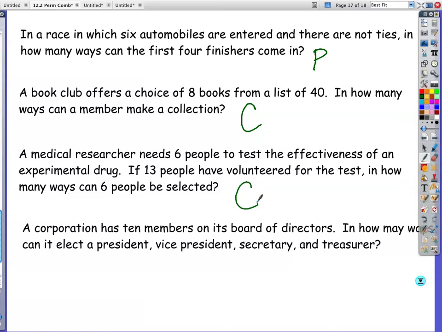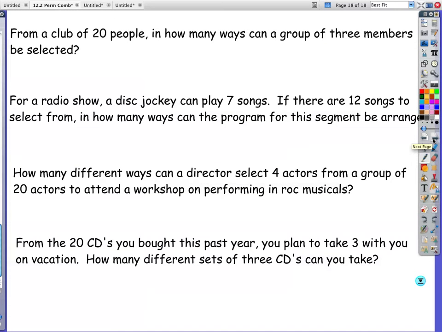All right, a corporation has 10 members on its board of directors. In how many ways can it elect a president, a vice president, a secretary, and treasurer? Once again, you have these 10 members, you've already elected a president, so then you only have so many members left to pick from for the vice president, and so on and so forth. So now order does matter, so this is going to be a permutation. Let's keep going with the same thing. From a club of 20 people, in how many ways can a group of 3 members be selected? Once again, if you just say, come on up, you 3 people, it doesn't matter the order, so this is considered to be a combination.